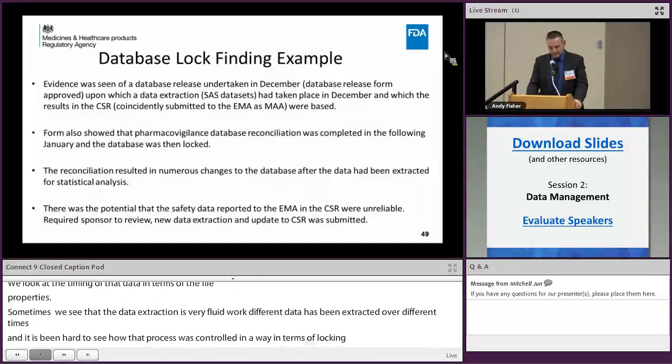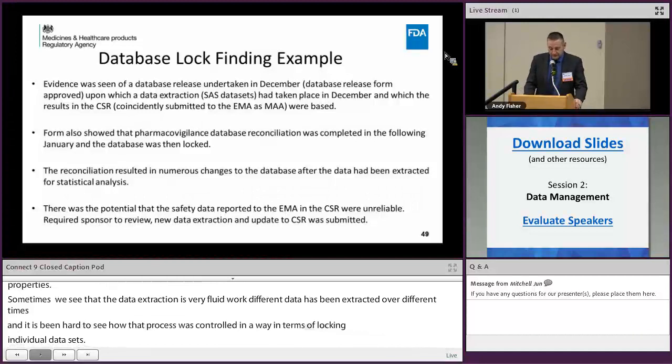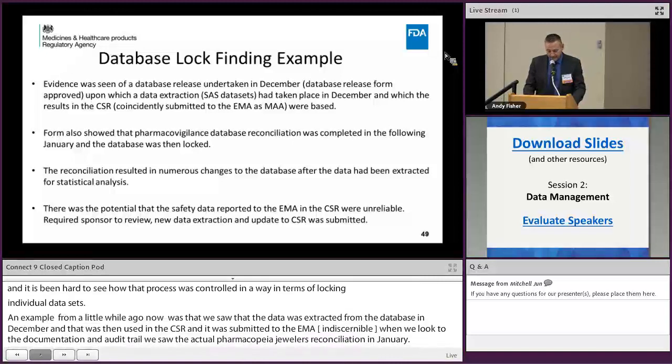So an example of lock from a little while ago now was that we saw that the data was extracted from a database in December, and that was then used in a CSR, in a submission to the EMA for a licensing variation. When we looked at the documentation and audit trail, we saw the actual pharmacovigilance reconciliation was in January, and there were some data changes made to the database following that. And then that was when the data was actually locked.